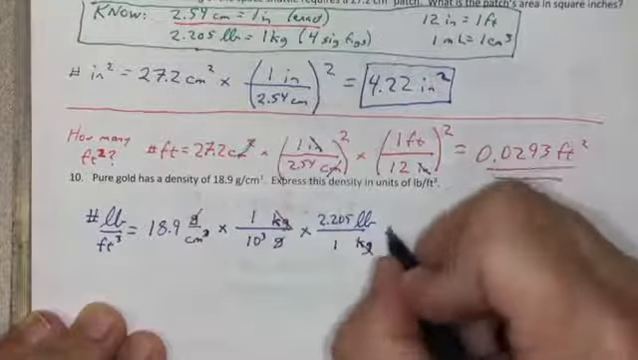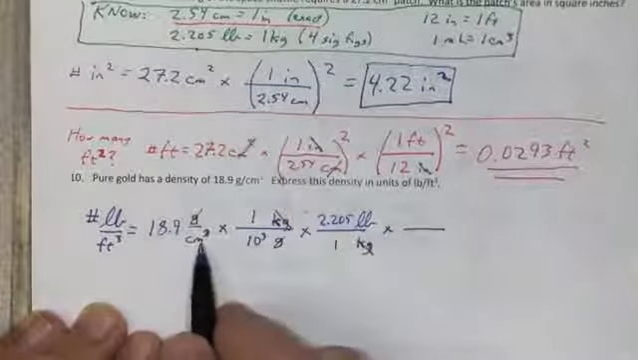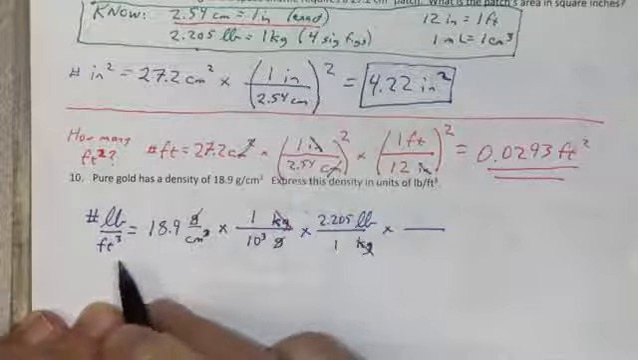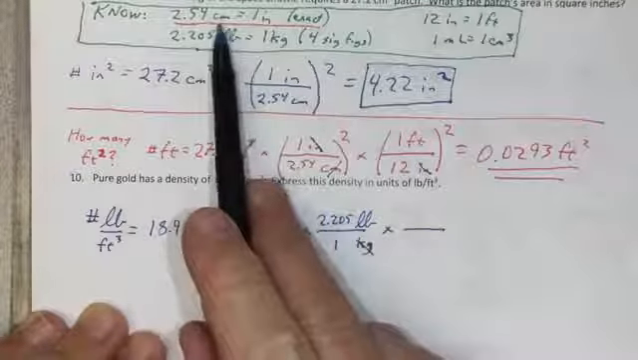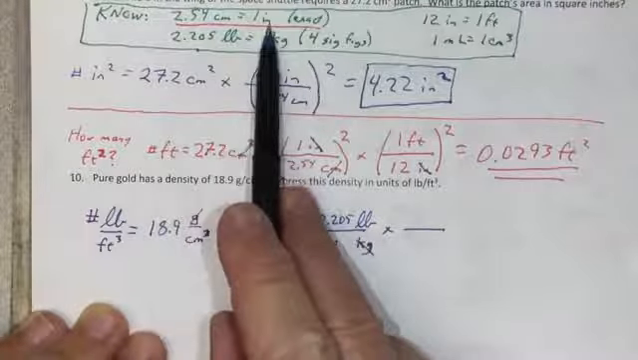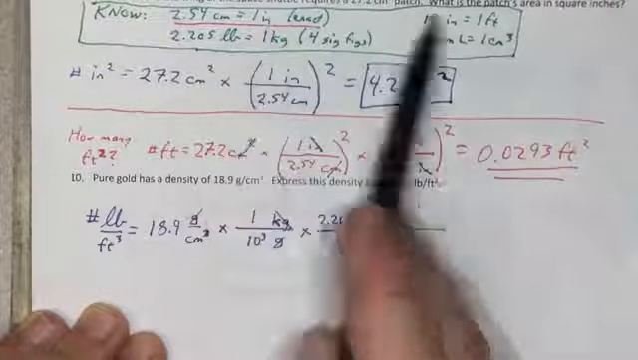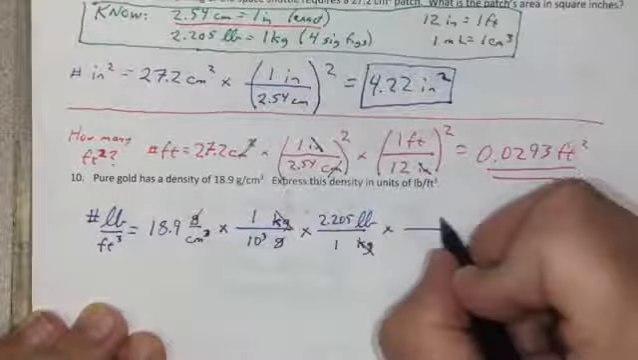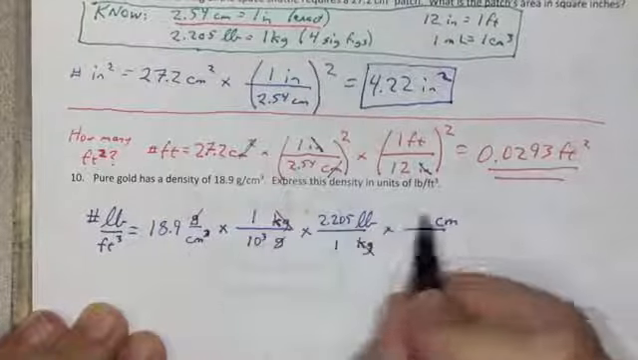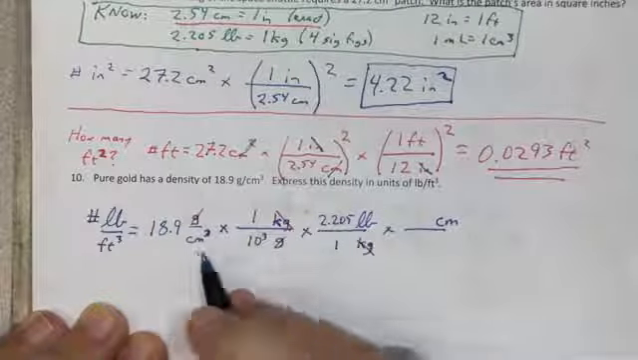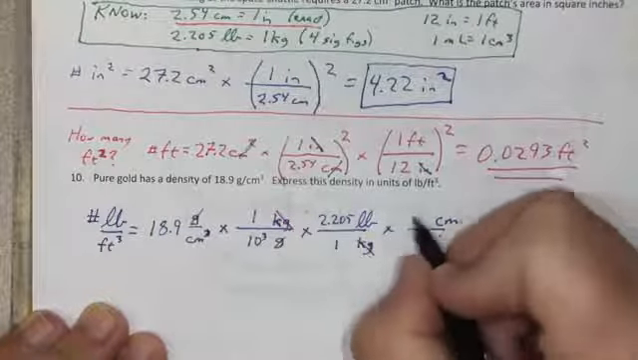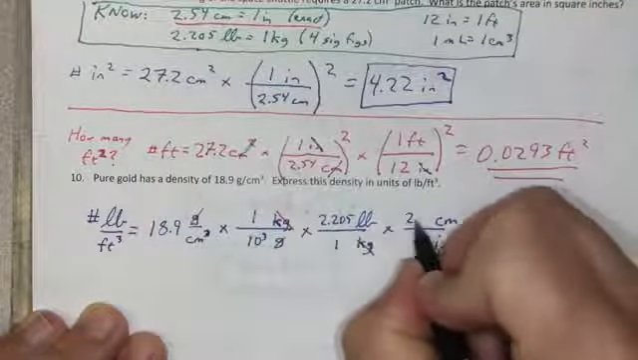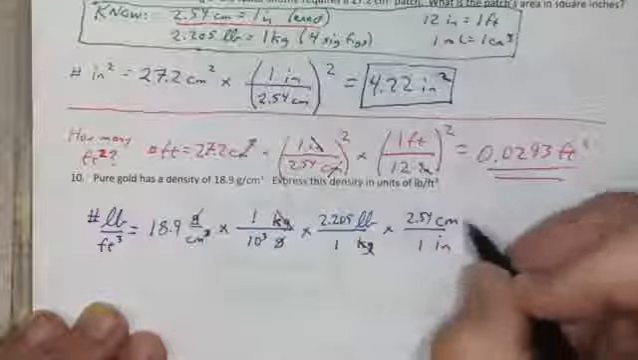So we're going to say times, draw a line. I don't want it in cubic centimeters. I want it in cubic feet. So what I can do is go from centimeters to inches, and then from inches to feet. First, let's go from centimeters to inch. I put centimeters up in the numerator, so it'll cancel the cubic centimeters in the denominator. And inch. And I know that you have to memorize this: 2.54 centimeters is equal to 1 inch.